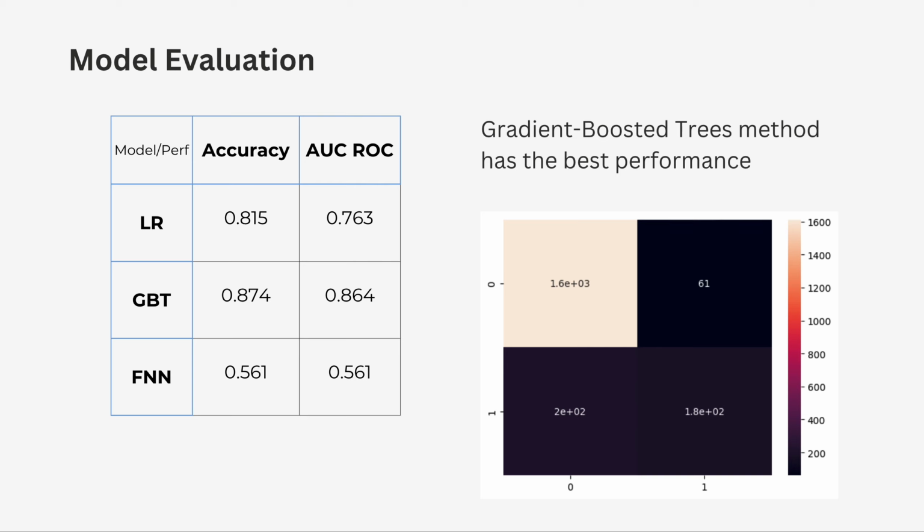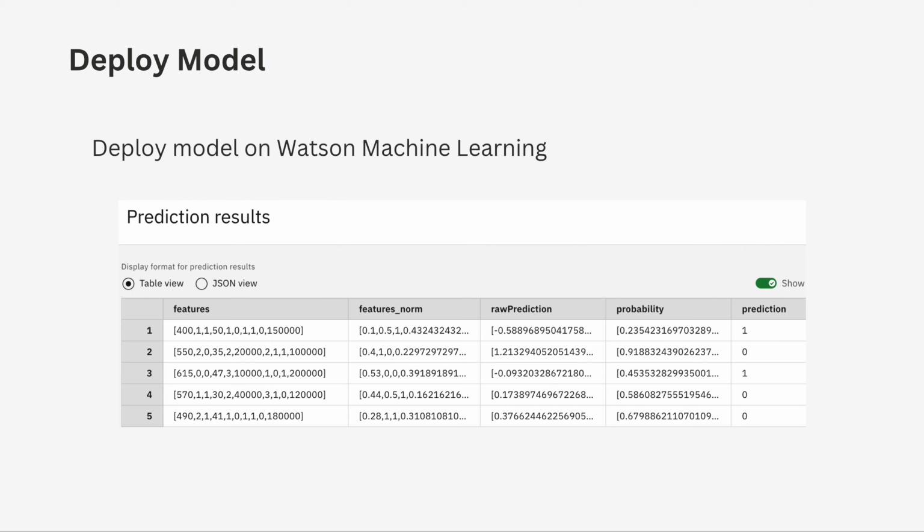And then after training and testing, we got the accuracy here in the table. Here we can see the gradient boost tree has the highest accuracy and area under ROC curve. And here is a confusion matrix of the gradient boost tree method. So I will take the gradient boost tree model to deploy on IBM Watson Machine Learning.